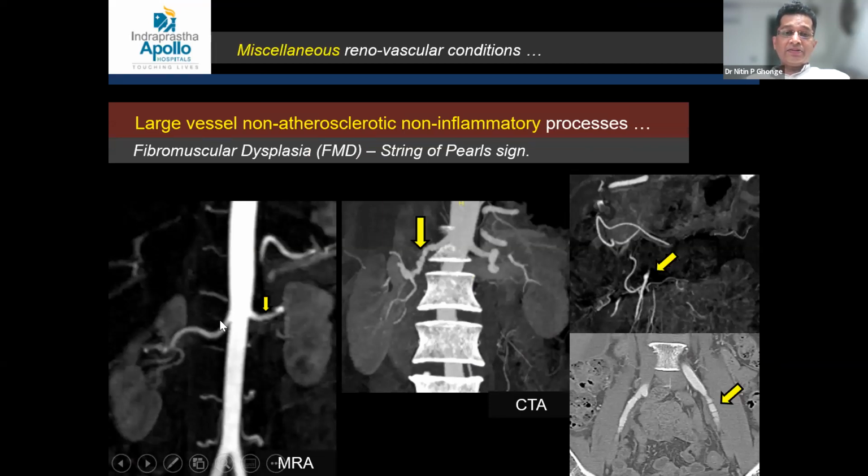Fibromuscular dysplasia: normally we see the renal artery as a smooth structure like this, but this is a beaded appearance. The beaded appearance is because of the fibromuscular dysplasia, which is involving the mid and distal part of the renal artery.